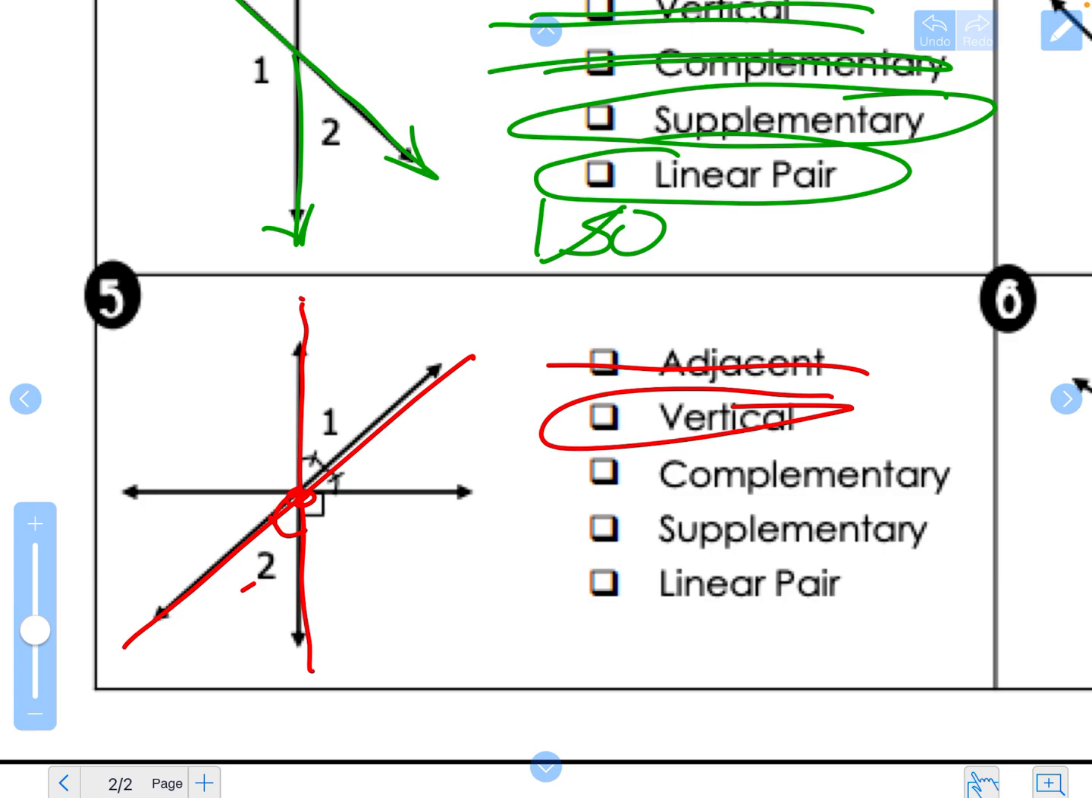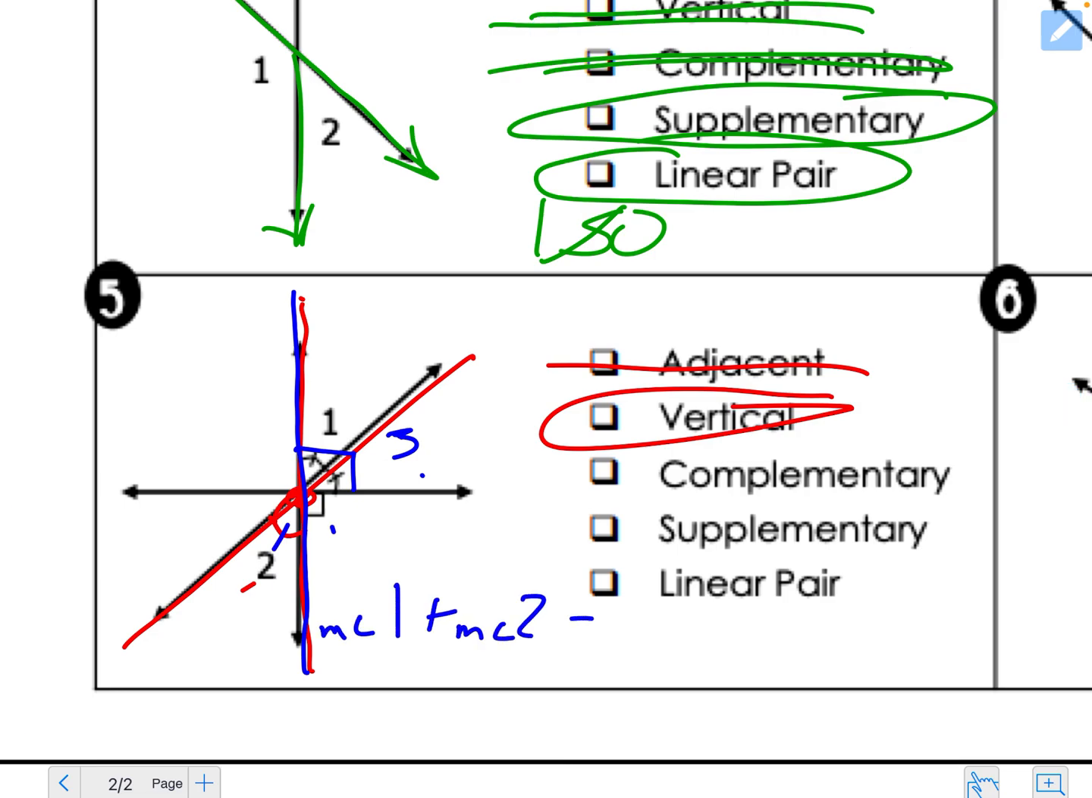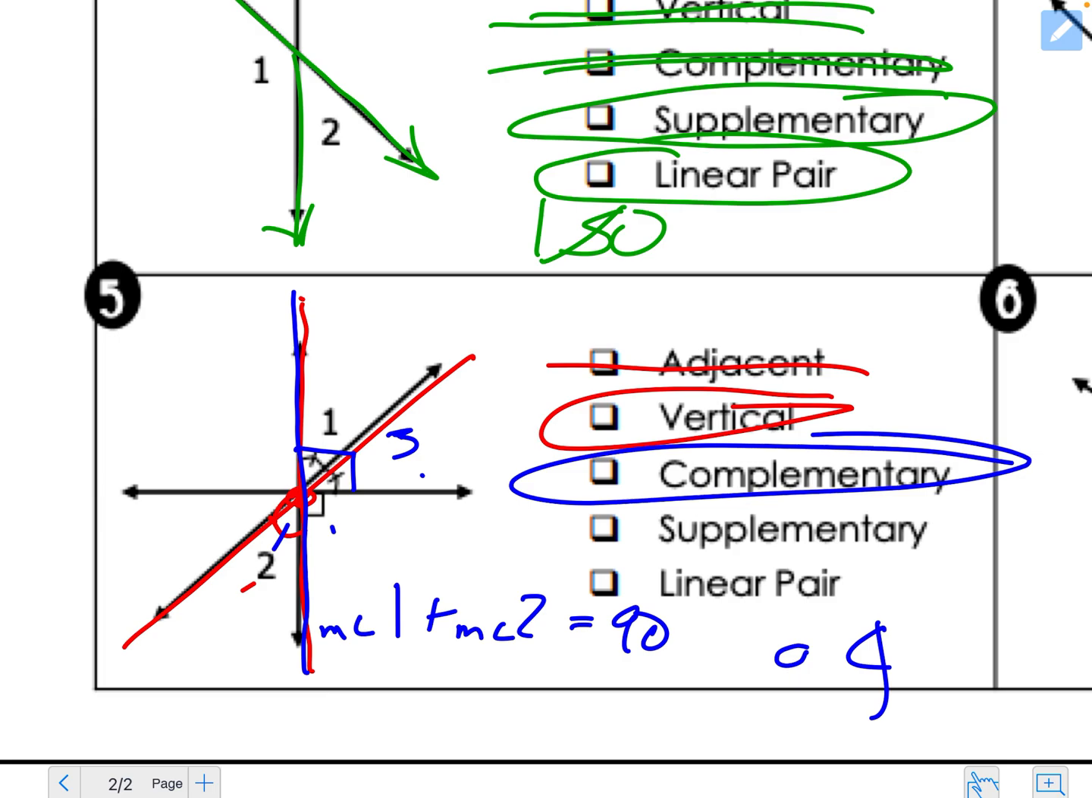Let me back that up. So I know that they are congruent. So angle 1 and angle 2 are congruent. I know that angle 1 and this angle, we're going to call it angle 3 right here, form a 90-degree angle because they are on a straight line right here. And because this is a 90-degree angle, I know that 1 and 3 are congruent. Because I know that 1 and 3 are congruent, I also know that 1 and 2 are congruent. So the measure of angle 1 plus the measure of angle 2 is going to equal 90 degrees. And I can easily turn my C into a 9, so I know that they are complementary. Once I know they're complementary, I can cross out supplementary and linear pair.